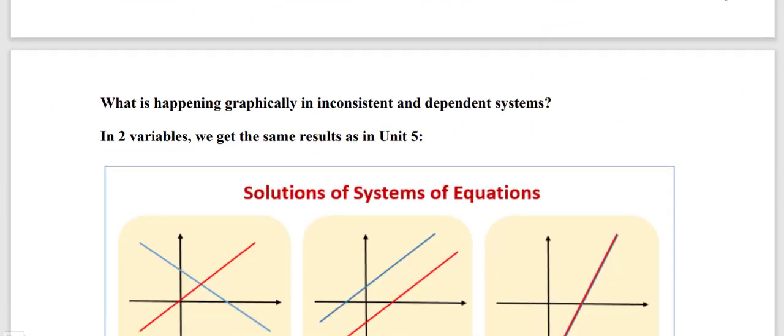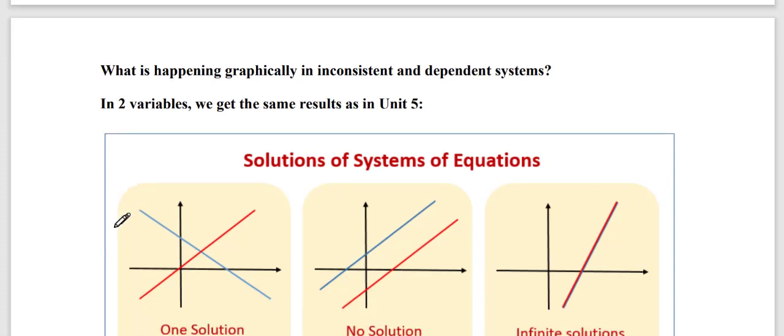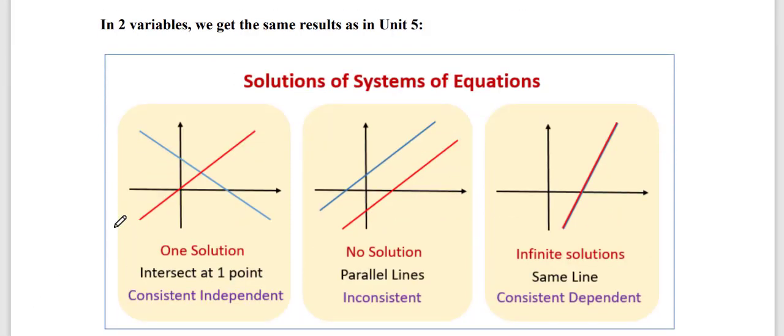I did want to look graphically at what is happening in these situations. In Chapter 5, or Unit 5, we saw that if you have one solution, they intersect at that one point, right? That is your one solution. Parallel lines have no solution. That would be considered an inconsistent system. This one is consistent because it has a solution. It's independent because you don't have an infinite number of solutions.